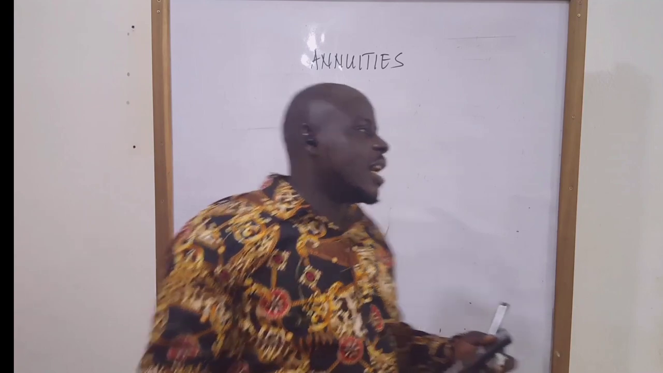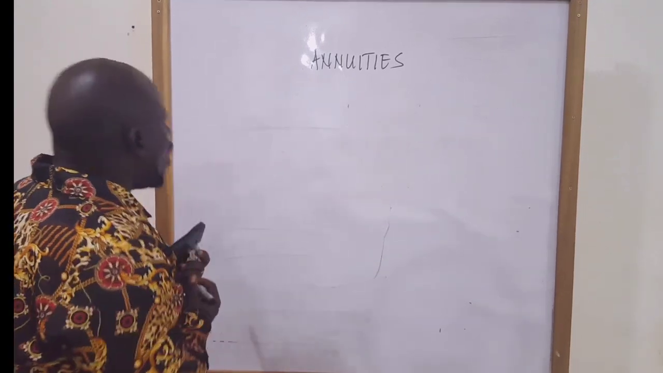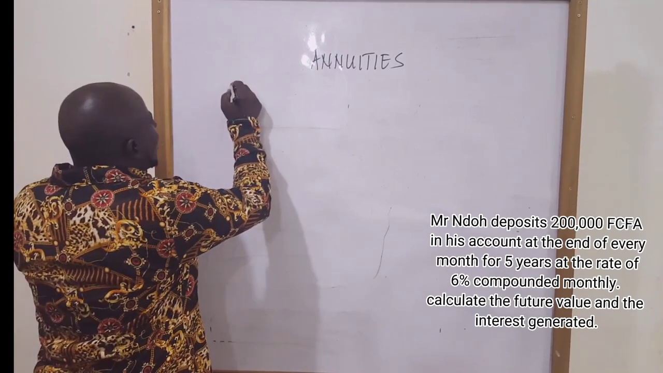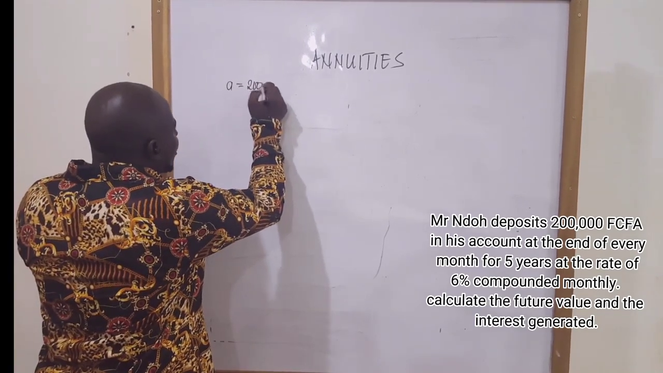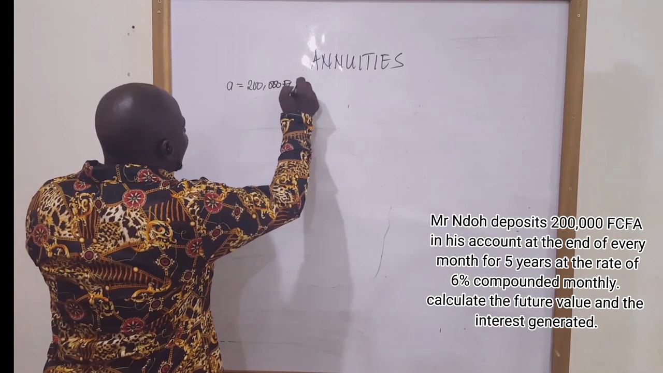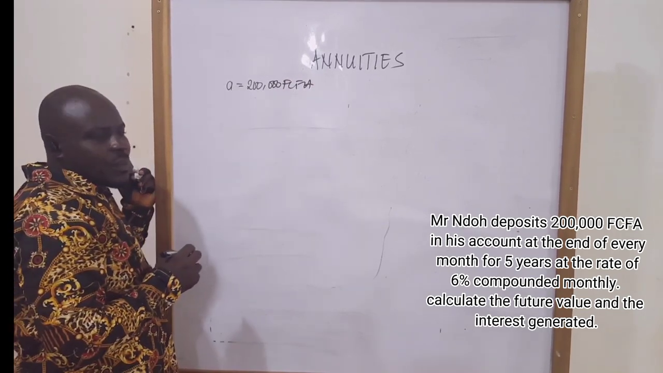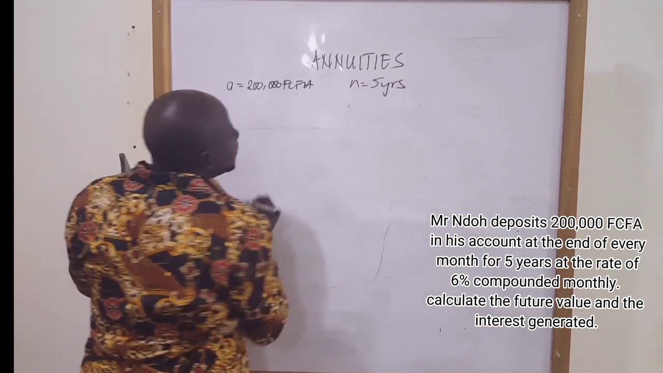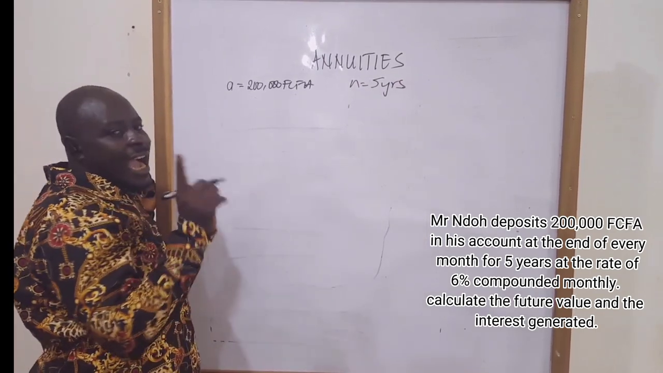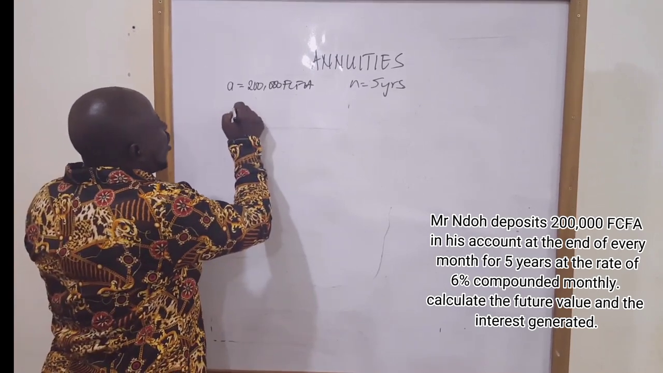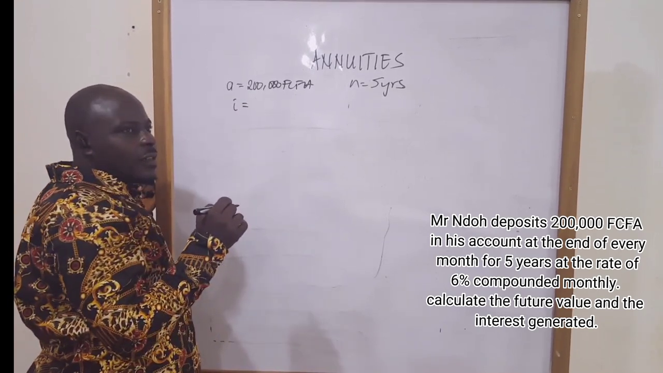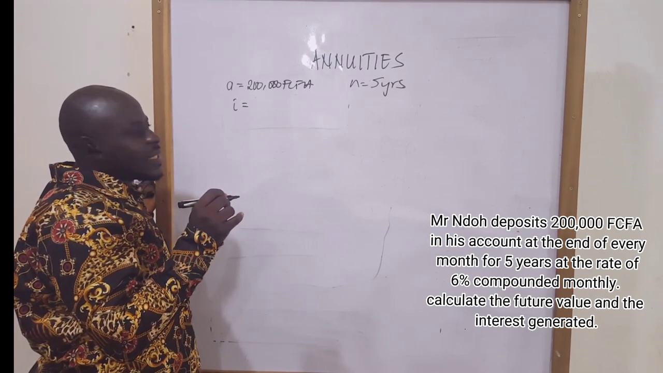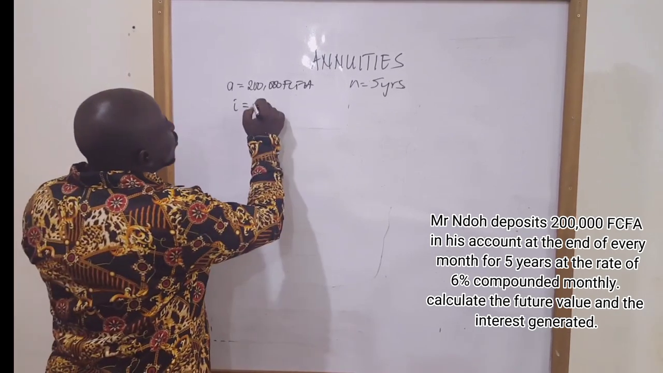Let's assume that Mr. Doe is depositing 200,000 francs CFA in his account at the end of every month, right? He does that for 5 years, at the rate of 6% compounded monthly.